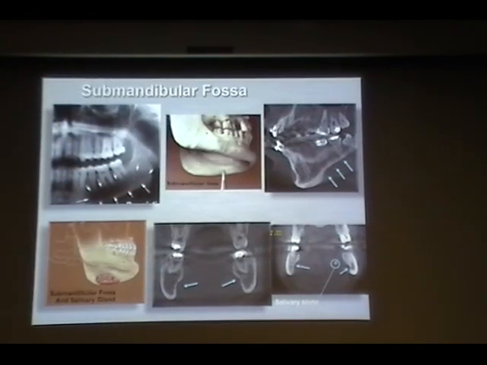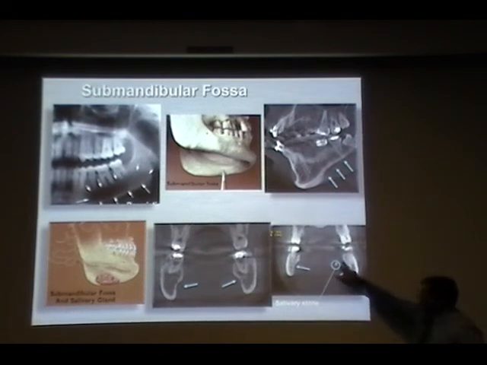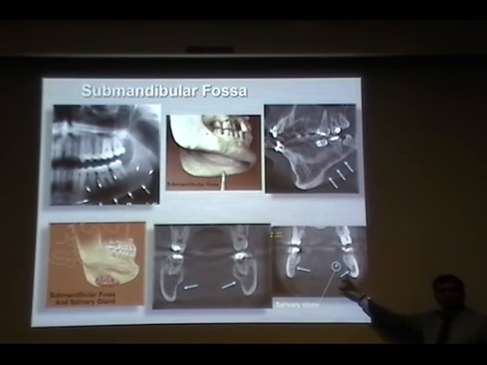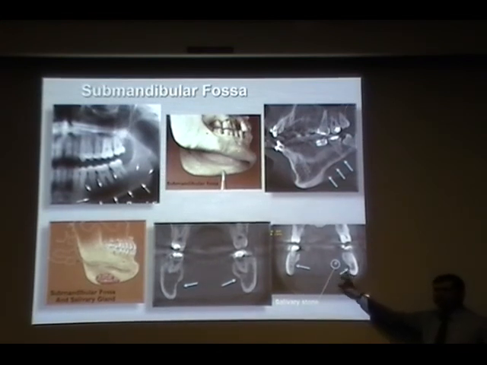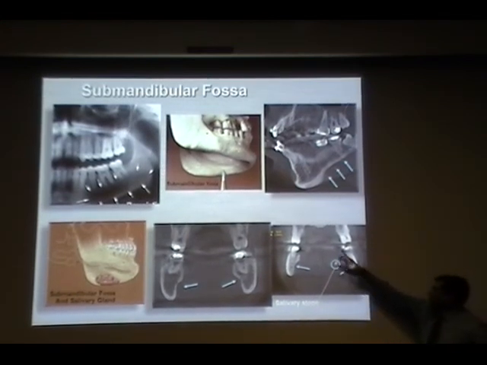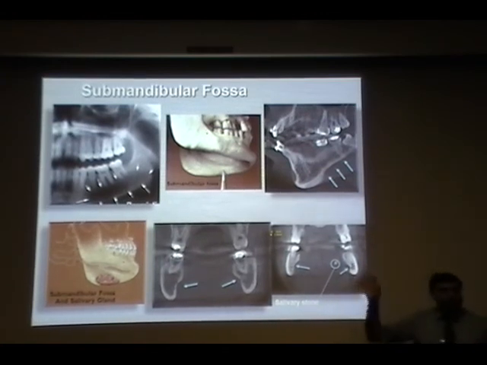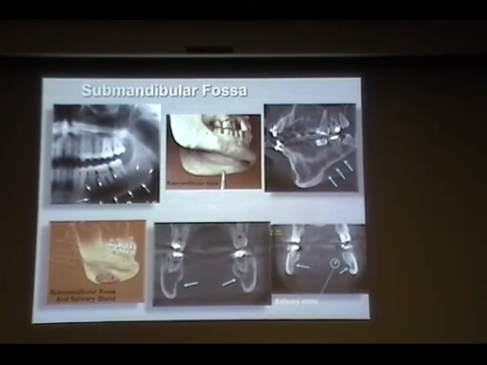The other structure is the submandibular fossa. Again, the importance here is because there is a little defect here. If you place a longer implant like this, you could be impinging on this salivary gland. So either you have to orient the implant like this if you're going to use a longer implant. So that's the clinical significance here.